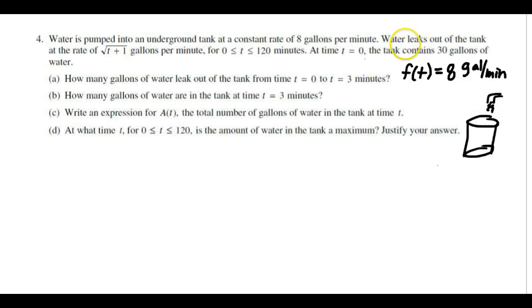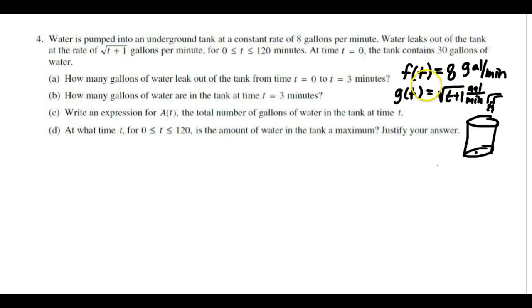And at the same time, water leaks out of the tank at a rate of radical t plus 1 gallons per minute. So that's a separate function. I'm going to call it g of t, the other function, radical t plus 1, also in gallons per minute. So at the same time water's coming in, water's also leaking out. Let's imagine that there's a hole in the tank, and since it's not coming out at the same rate, maybe that hole is expanding.